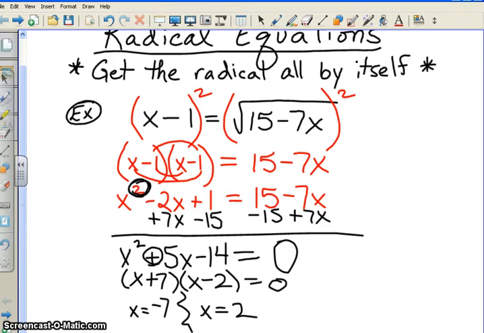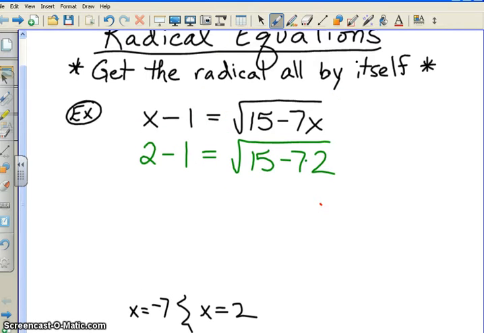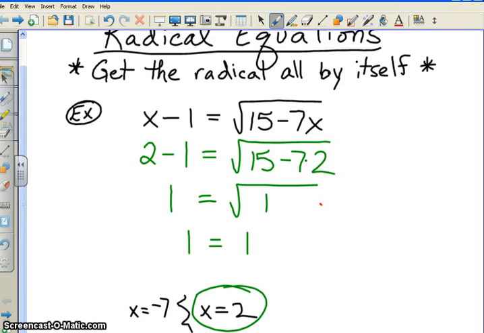So let's take that 2 and plug it into our original equation. I have my 2's plugged in, and now we're just going to simplify both sides. 2 minus 1 is 1. Then I have the square root of 15 minus 7 times 2, which is 15 minus 14, which is 1. And the square root of 1 is indeed 1. So x equals 2 checks out as an answer.